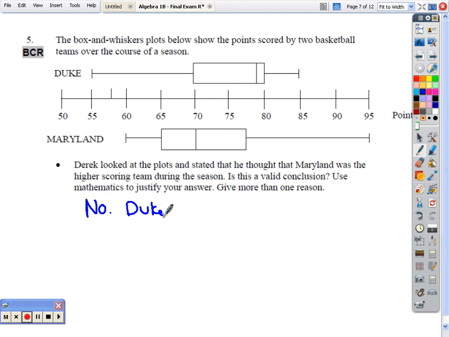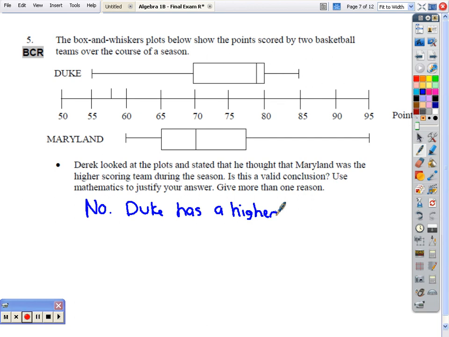Duke has a higher median and a higher upper quartile and a higher lower quartile, which means for the majority of the time, Duke scored more points. While Maryland has a higher upper extreme at 95, most of the games, based on the box being lower than Duke's box for the most part, had scored less points than Duke. If I was looking for an answer like this on an exam question, I'd be looking for a couple things that tell me that the student understands that the box and whisker plot shows that Duke in general scored more points.